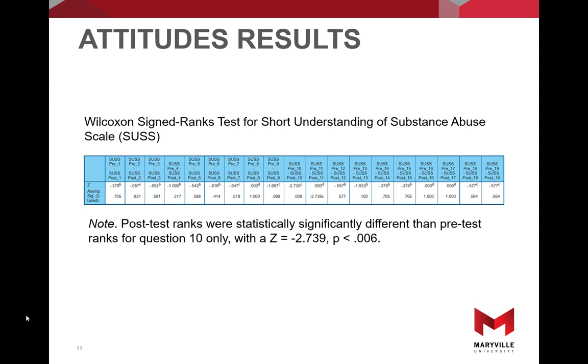16 complete sets of data were retrieved for the Short Understanding of Substance Abuse Scale. Using Statistical Package for the Social Sciences, SPSS, software, a Wilcoxon signed ranks test was run to determine if there was a statistical difference between pre- and post-test scores. The test indicated that post-test ranks were statistically significantly different than pre-test ranks for just one question, with a z equaling negative 2.739 and a p of less than 0.006.